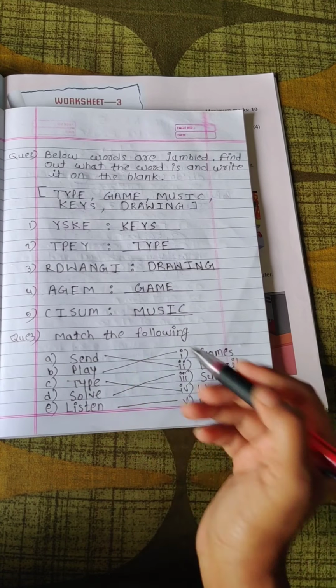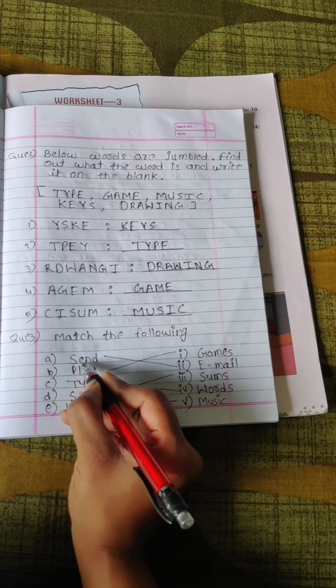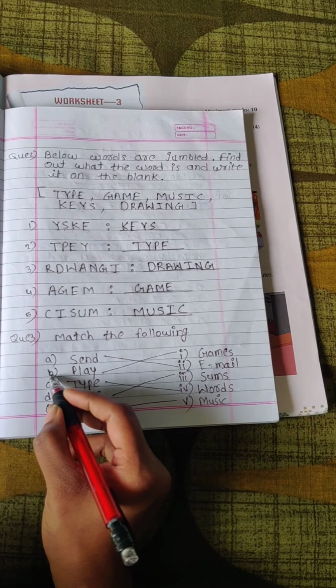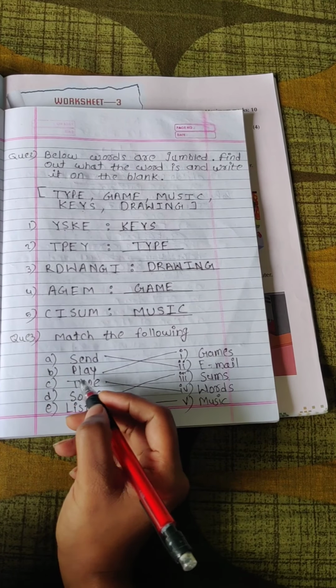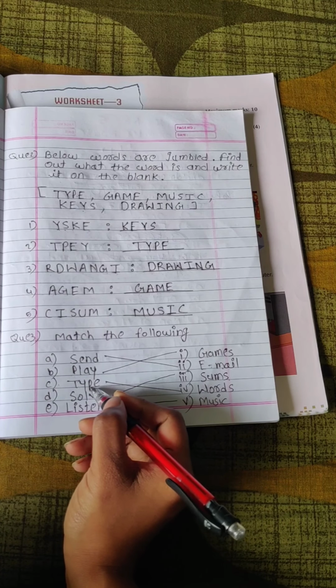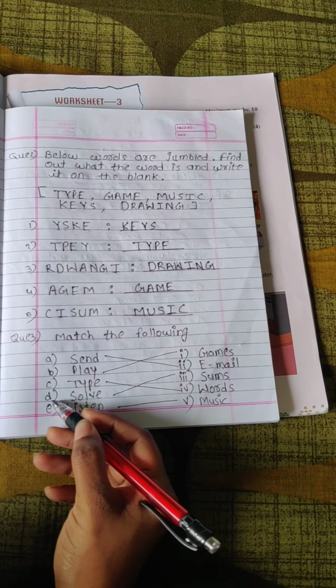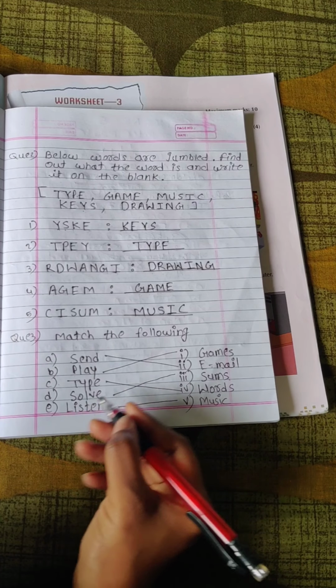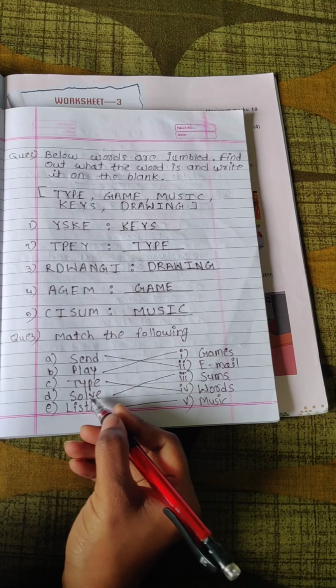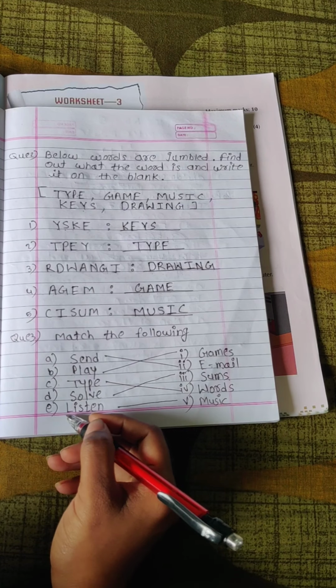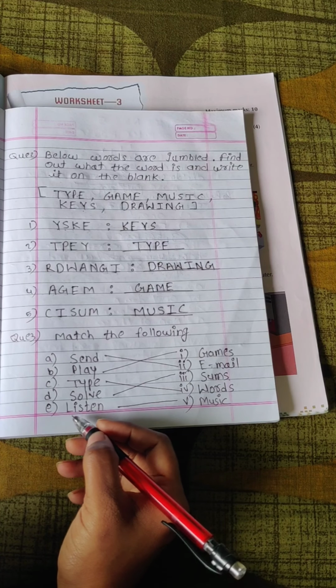So the first word is send. Send spelling is SEND. Second word is play. Play spelling is PLAY. Then C is type. Type spelling is TYPE. Then D is solve. Solve spelling is SOLVE. And E is listen. Listen spelling is LISTEN.